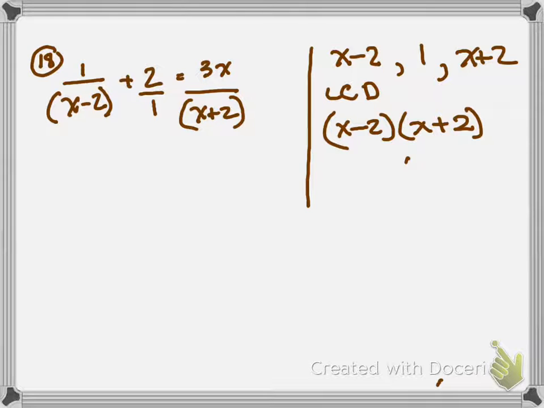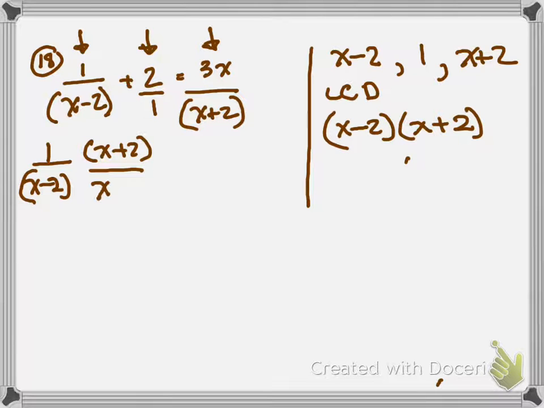What I do next is to multiply each term. So here's my first term, my second term, and my third term by the factor that it's missing. So for example, my first term, 1 over x minus 2, the denominator is missing the factor x plus 2. So I'm going to multiply the top and bottom by the missing factor x plus 2.